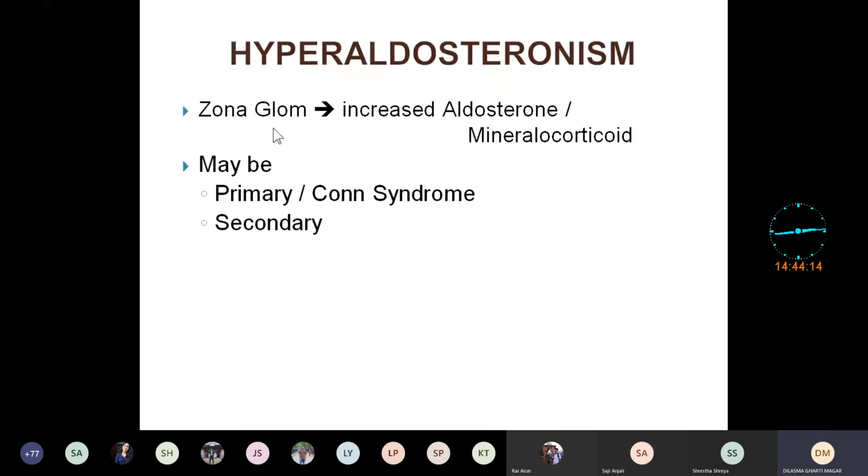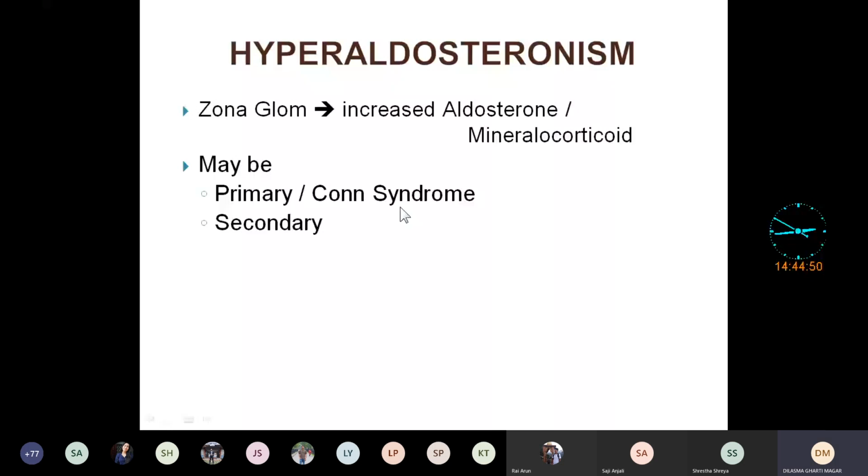Here the zona glomerulosa cells are there. In case of hyperaldosteronism, there is an increased level of aldosterone, which is a type of mineralocorticoid, isn't it so? This hyperaldosteronism may be of two types, one is primary and another one is secondary. If it is primary, it is known as Conn syndrome. Understood here? Secondary is because of other reasons.